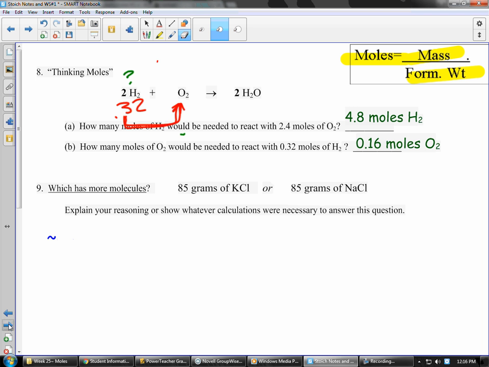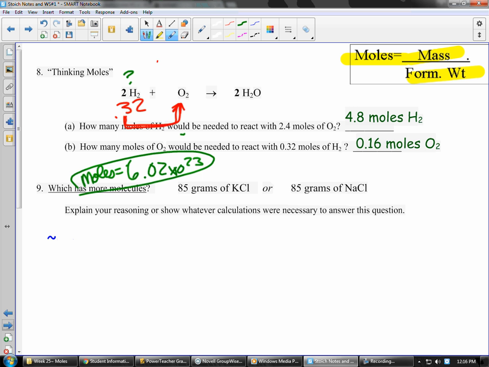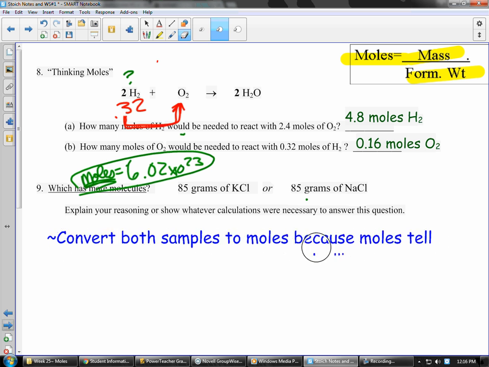Okay. How about number 9? Which one has more molecules? The only thing I wanted to get you to think about is that moles are how we count molecules, right? It's 6.02 times 10 to the 23rd of anything, kind of like a dozen is 12. 1 mole has that many. So if I can figure out which one has more moles, I will know which one has more molecules. So the main idea here is to convert both into moles, because moles tell us how many molecules we have.